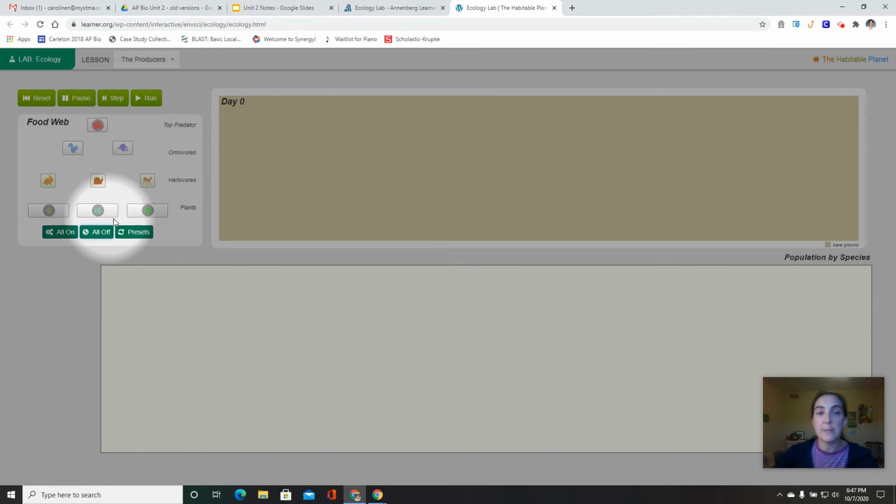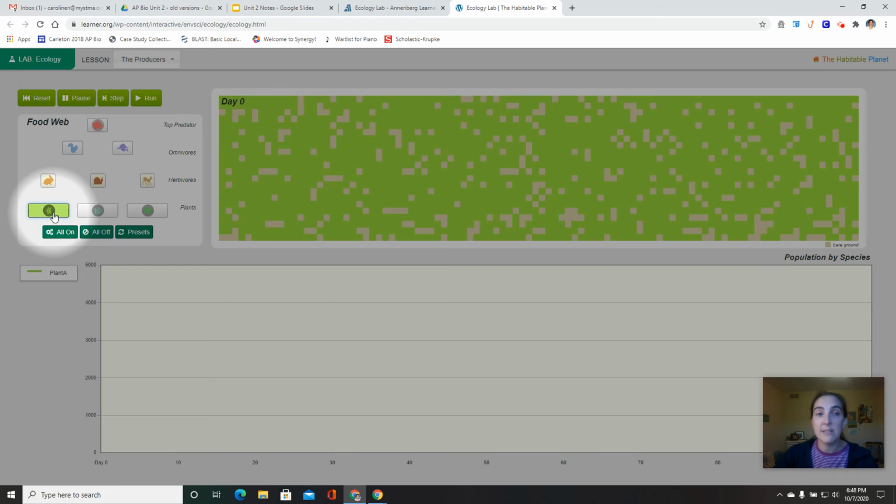And you can see it has a basic structure. There are some plants, herbivores, a couple omnivores, and a top predator. And you can choose which of these are included in your food web. So we can say, I want to include this grass. And you see over here, it starts to build your ecosystem. It put a whole bunch of grass there.